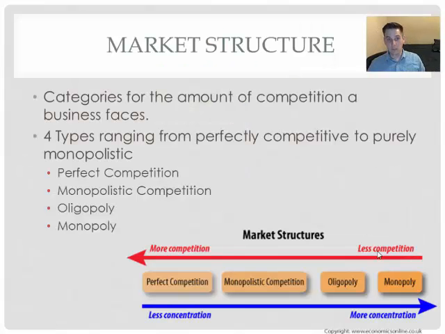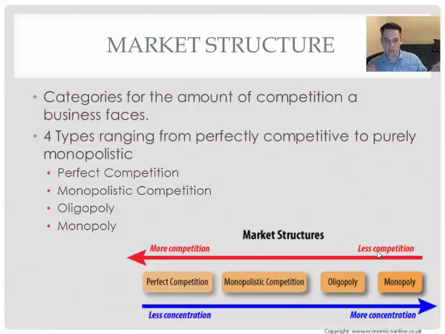Okay, we're going to be talking about market structure. Again, market is the place where buyers and sellers voluntarily interact, that voluntary exchange. Market structure is talking about categories for the amount of competition that businesses face. And there's kind of a spectrum. There's a lot of different types of markets that can exist from country to country, from location to location.